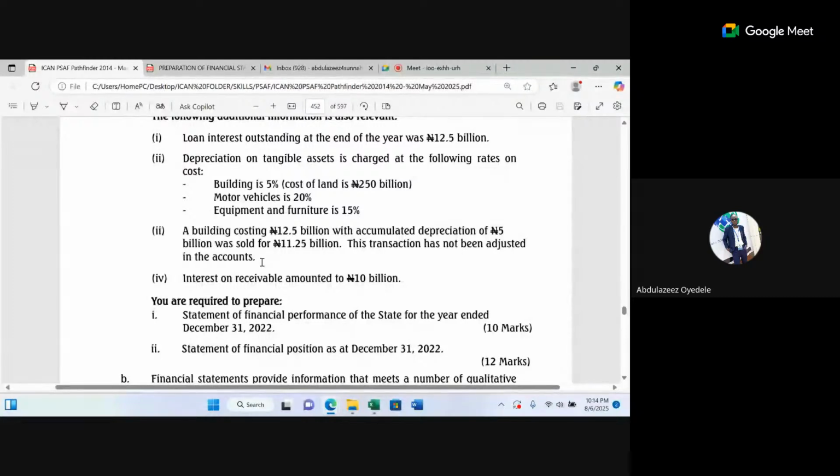Okay, so if you look at this information very well, it is trying to test our knowledge of the standard on how to treat non-current assets that are disposed. That is IAS 16 or IPSAS 17. Whichever one, the treatment is still the same. So it's trying to test our knowledge of the treatment of disposal of non-current assets. So that's what we'll do here.